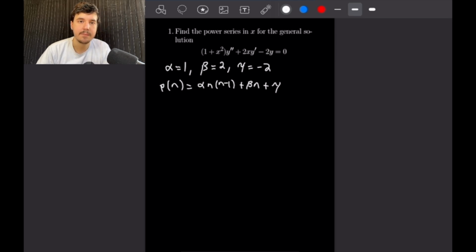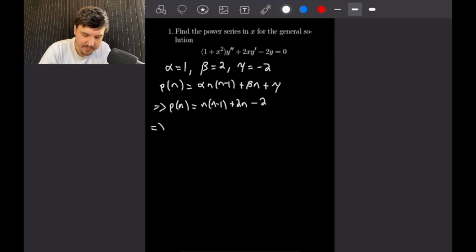Great. So let's go ahead and plug these values into our p of n and then see if we can factor some things out. So when we do that, that'll give us our following p of n for this differential equation. We have p of n is equal to just n times n minus 1, as our alpha is 1. Then we'll have plus beta times n, but beta is 2, so that'll be plus 2n. And then lastly, plus gamma, but our gamma is minus 2, so that will be minus 2. So let's go ahead and multiply this out and see if we can't factor some things out.